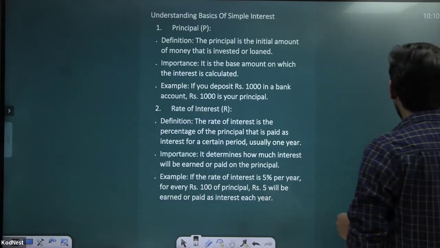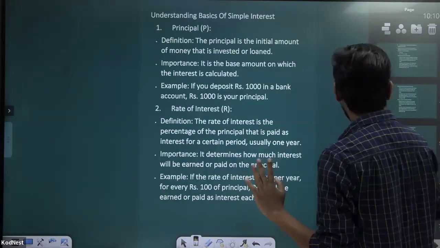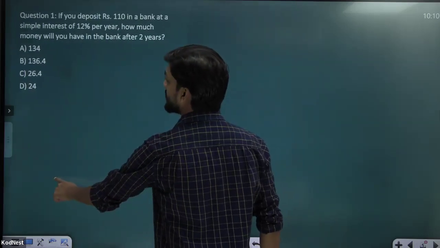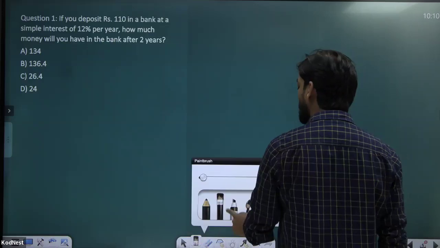All right. So now we have to move on to the questions. I told you this: whenever proportionalities are there, questions are going to be simple. I mean to say there are approaches which are simple to apply.